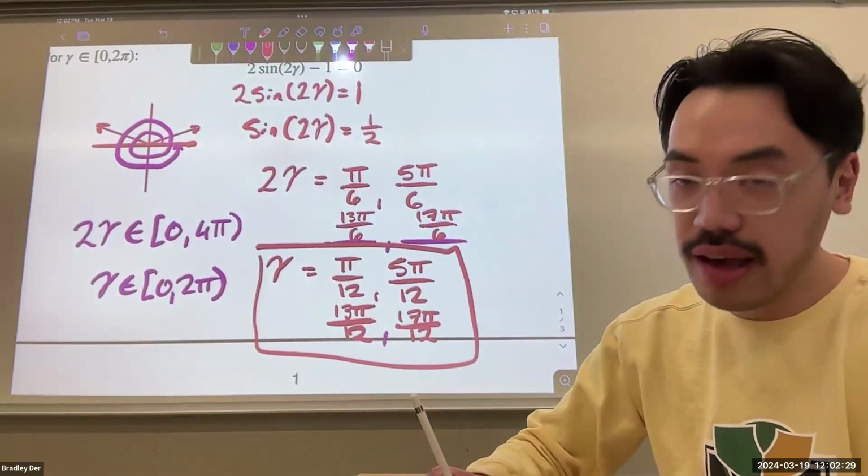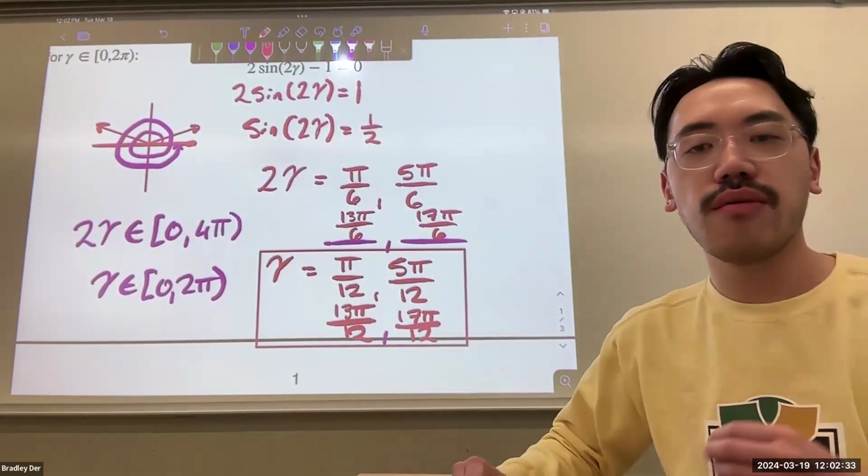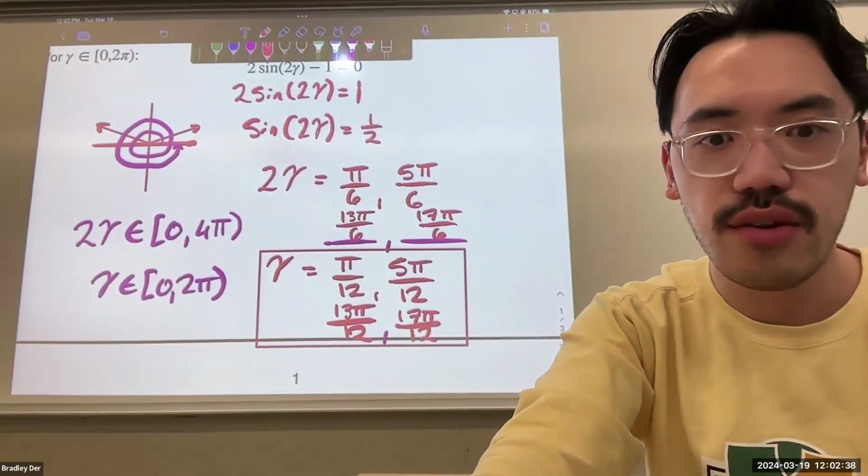So this would be my final answer. Those are the 4 angles that I'm looking for: pi over 12, 5 pi over 12, 13 pi over 12, 17 pi over 12. And let's just confirm that real quick.